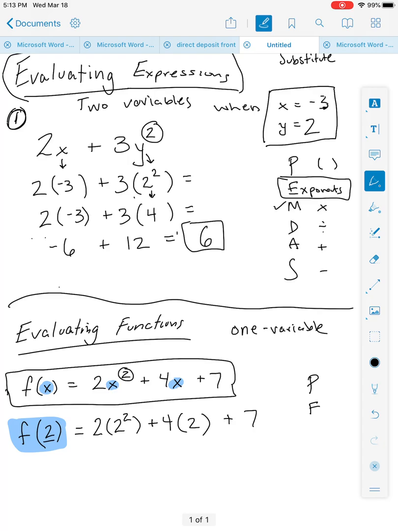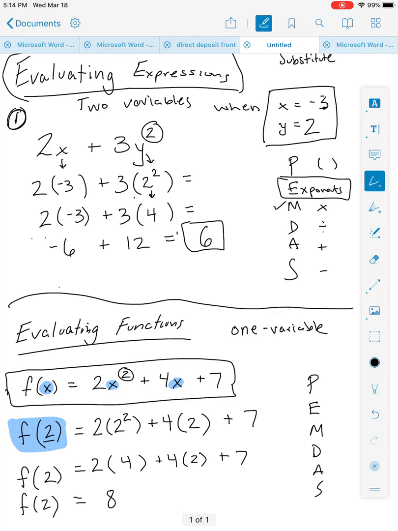And now we use again our order of operations to solve the problem, evaluating the function. So I'm going to evaluate the function for f of 2, and I have 2 multiplied by, well, 2 times 2, or 2 squared is 4, plus 4 times 2 plus 7. And I'll write one more line here. 2 times 4 is 8. 4 times 2 is 8, plus 7. And 8 plus 8 is 16, plus 7 is 23.